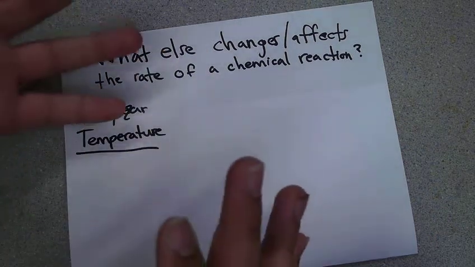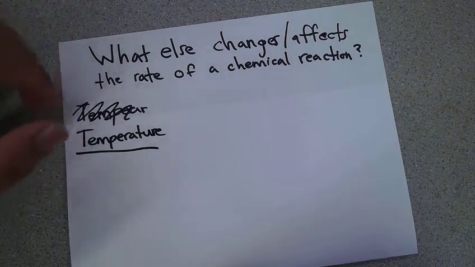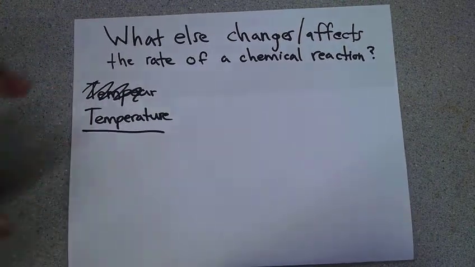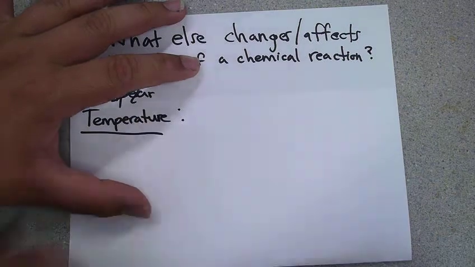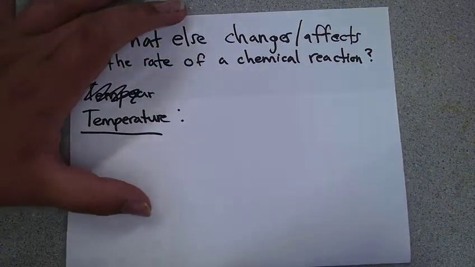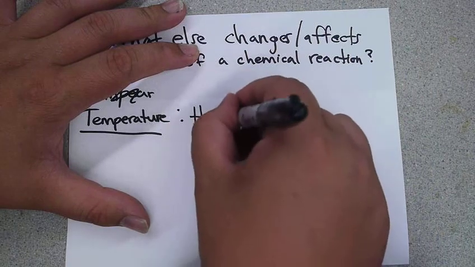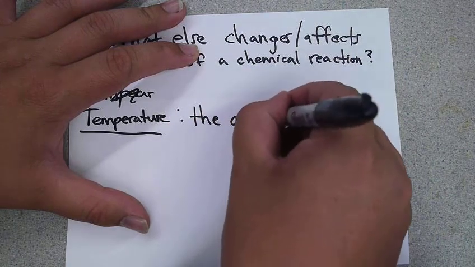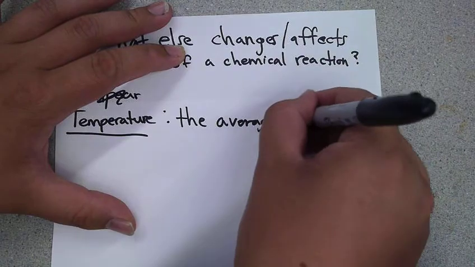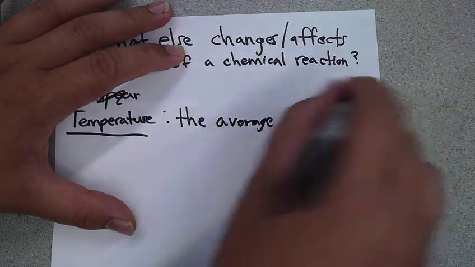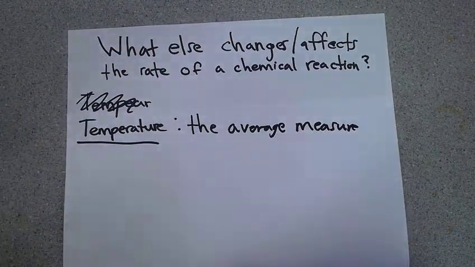So let's talk about temperature just for a second, just in case we kind of forgot, because we talked about that quite a while ago. Temperature is not how hot something is, not really anyway. Temperature is the average measure of the kinetic energy or speed.